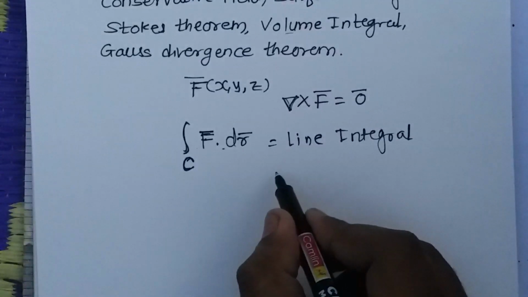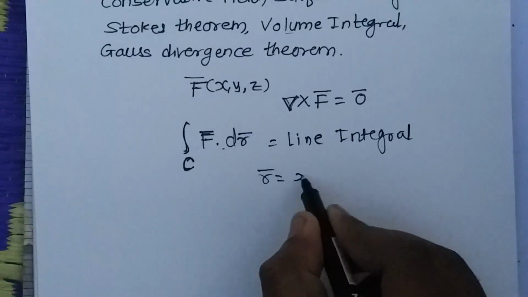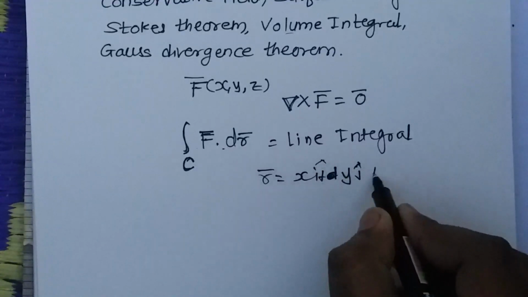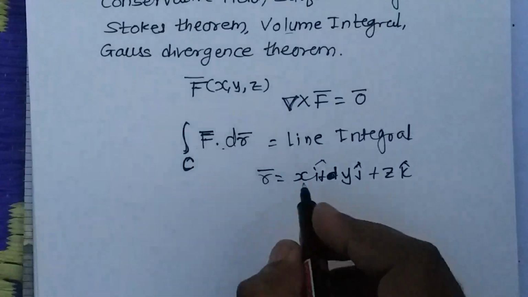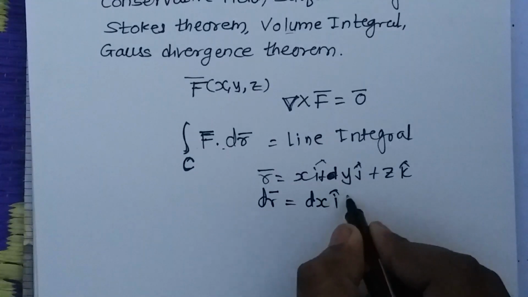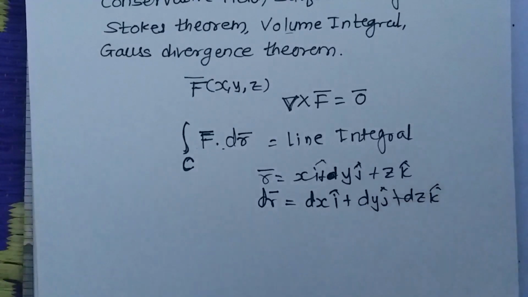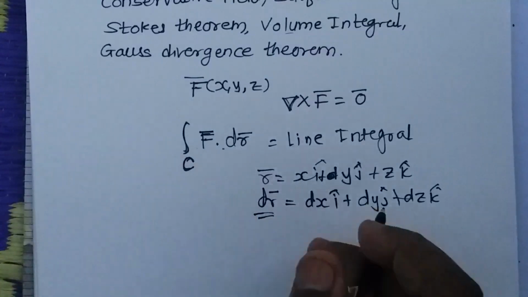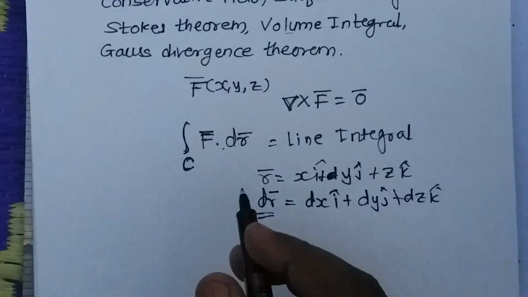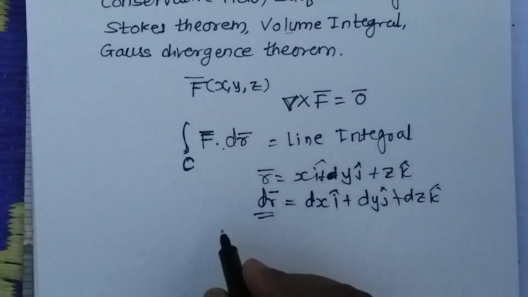Now the value of dr bar becomes important here. You must know the value of dr bar. We know the value of r bar. R bar is x i plus y j plus z k. This value is known to us already. The value of dr bar is equal to dx i plus dy j plus dz k. So this value you must know. We'll need it throughout the first content, line integral. In all the problems dr bar will appear. The value of dr bar you have to take as dx i plus dy j plus dz k.